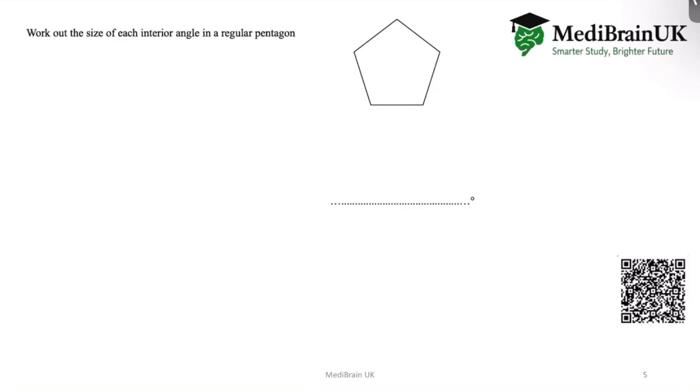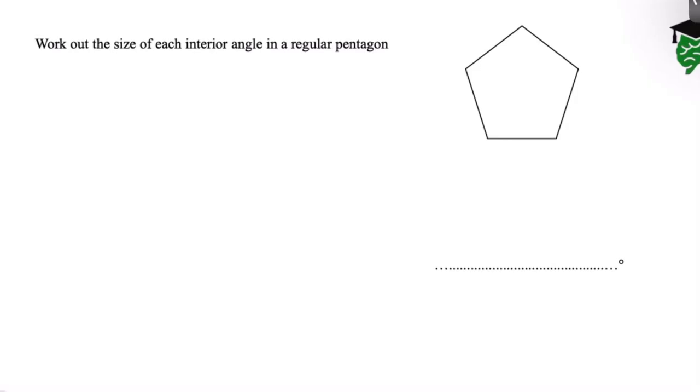Okay, so I'm going to start going through the answers now. It says, work out the size of each interior angle in a regular pentagon. Because we're talking about angles and we're given a polygon, we know we're going to be using the formula n minus 2 multiplied by 180. We know that n is the number of sides, and in this shape there are 5 sides. So we're going to do 5 minus 2, and multiply it by 180 degrees.